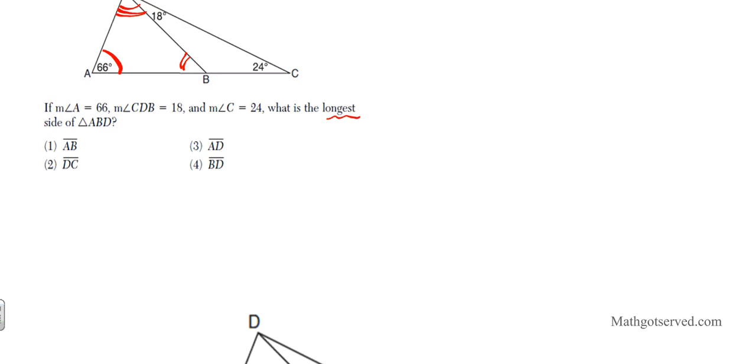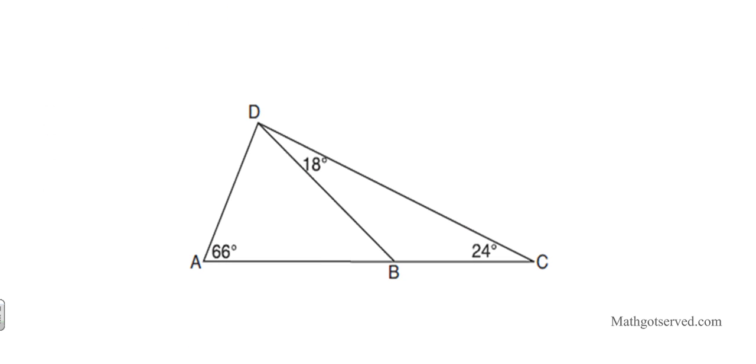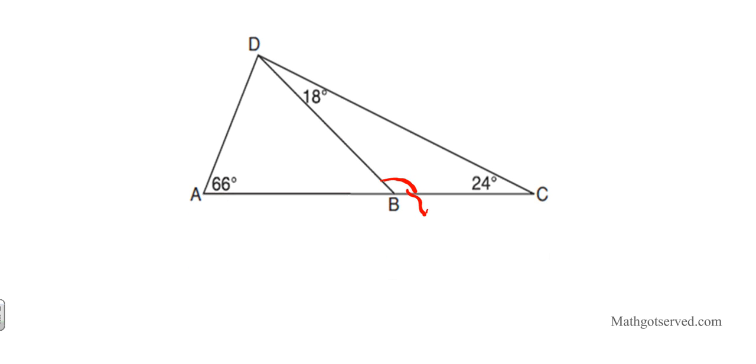All right, so the task now is to find the measures of all three angles. So let's go ahead and do it. Taking a look at triangle DBC, we know using the triangle angle sum theorem that the sum of angles in a triangle is 180. So how do we find the measure of this angle right here? Since they all add up to 180, we can simply find this angle by subtracting the sum of these two from 180. So 180 minus (18 plus 24) will give me the measure of this angle in triangle DBC.